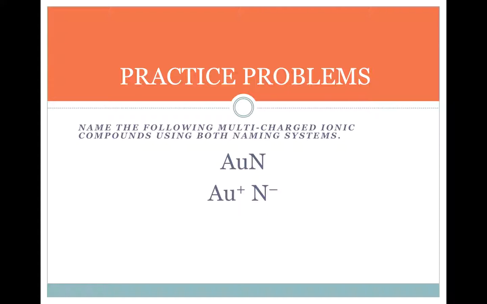Nitride is supposed to have a charge of minus 3. Therefore, we need to multiply both the cation and the anion by 3. Doing that, we now see the charge of gold is plus 3 and the charge of nitride is minus 3. Therefore, the name for AuN would be gold 3 nitride or auric nitride.